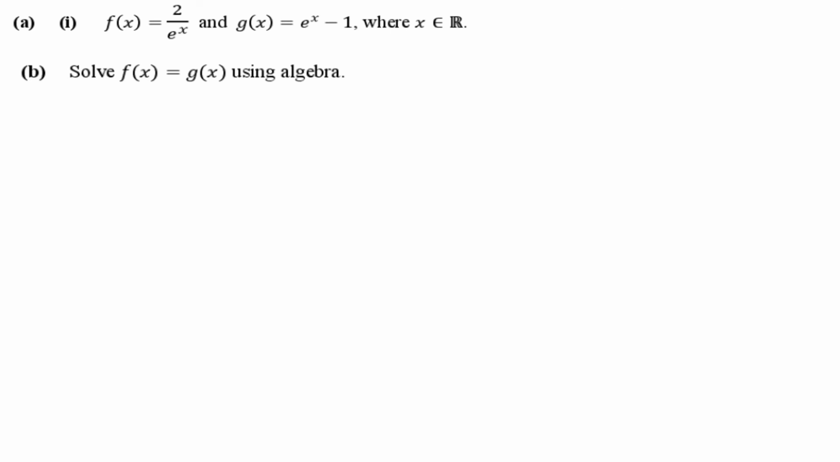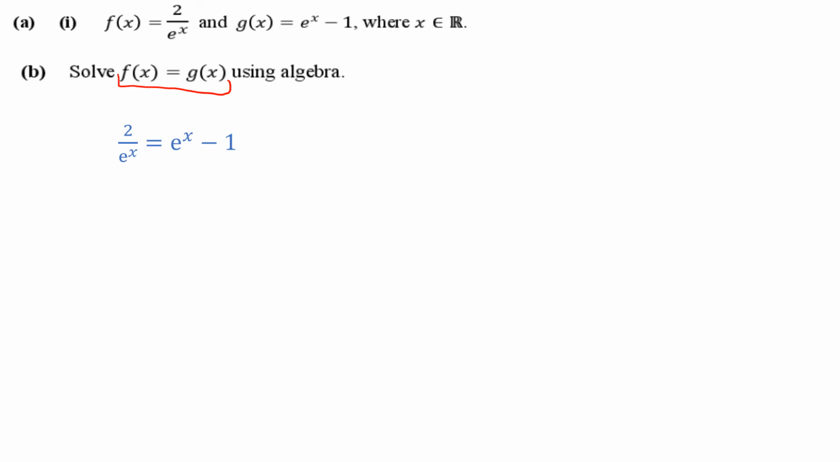Part B then wants us to solve this using algebra. So we're going to basically confirm what we've read from the graph. We're going to expect our answer to be roughly the same, so about 0.7. Let's see how this works. So our f of x is 2 over e to the power of x, and g of x is e to the power of x minus 1. To solve them, we're going to allow them to be equal. We literally follow what they've asked us. They've asked us to solve f of x equals g of x.